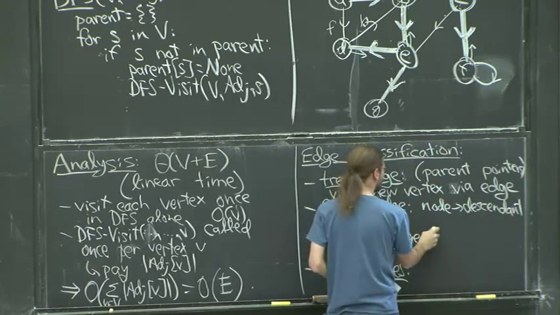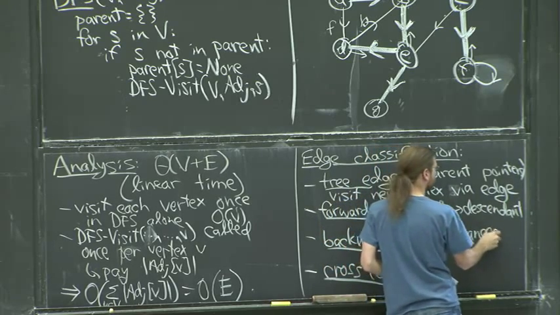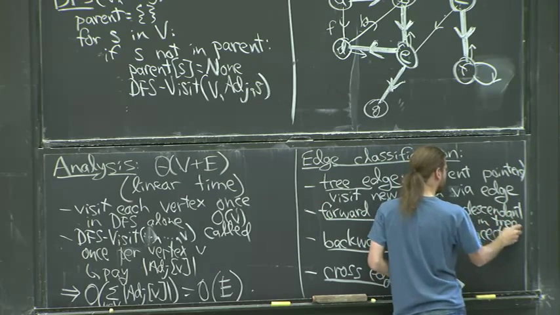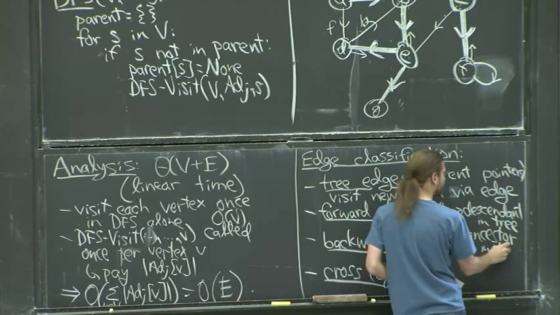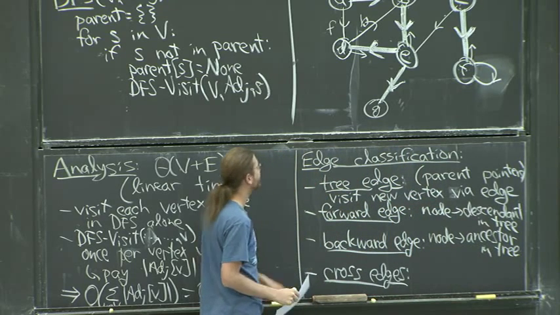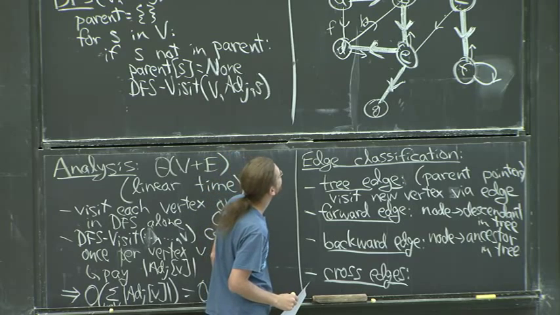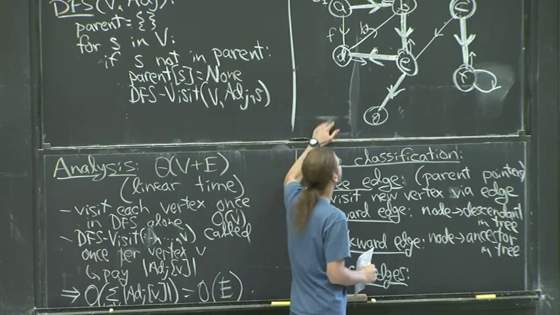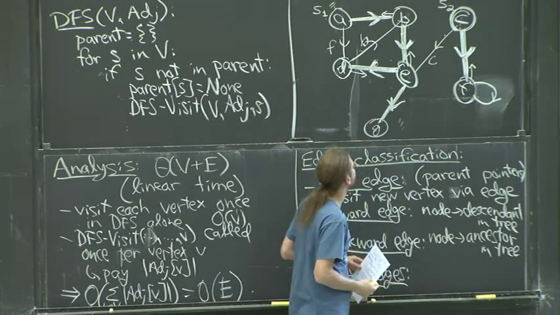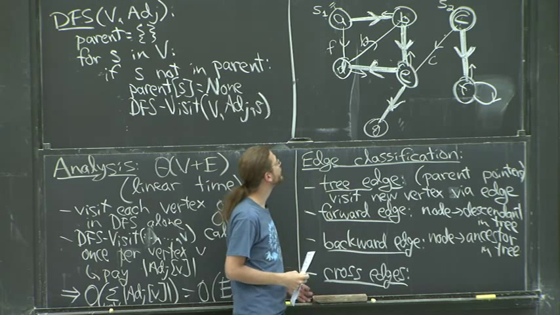Okay, so forward edge goes from a node to a descendant in the tree. Backward edge goes from a node to an ancestor in the tree. And when I say tree, I mean forest. And then all the other edges are cross edges. So I guess here, this is a cross edge. It goes, in this case, from one tree to another.